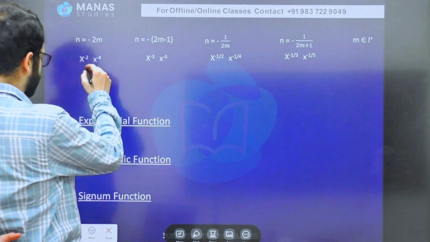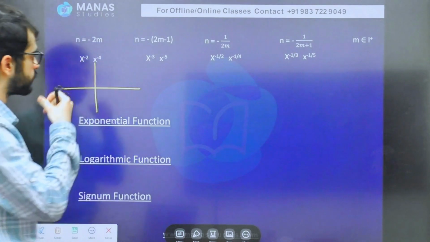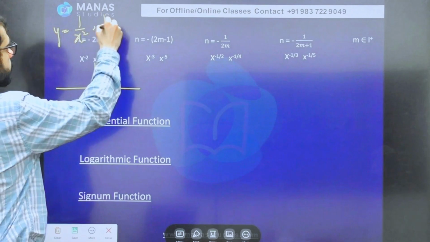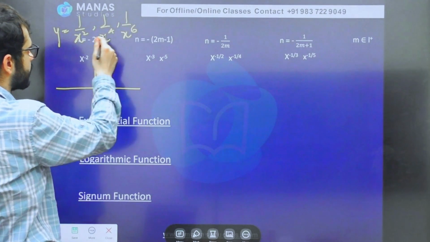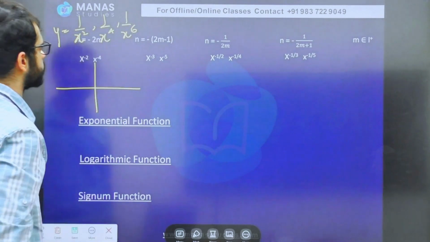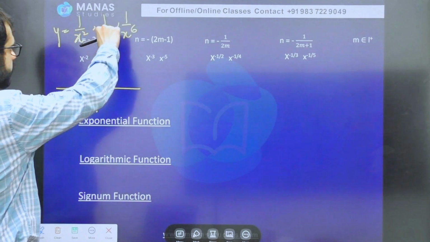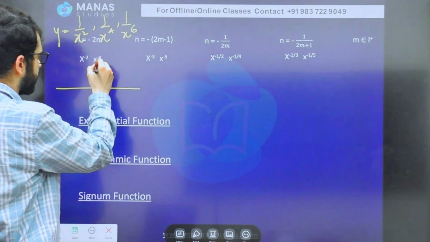We were focusing on some graphs. Now we are going to focus on the graph of y equals 1 upon x square, or 1 upon x to the power 4, or 1 upon x to the power 6. That is when the power is an even multiple. As can be seen, the power can be written as twice of m, where m is a positive integer. So the graph would look like this.